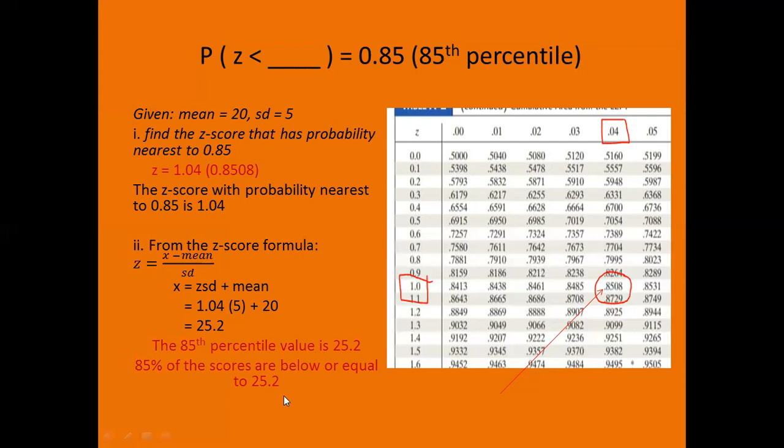Okay, so there you are. I've presented 5 cases on how to use your normal distribution tables.